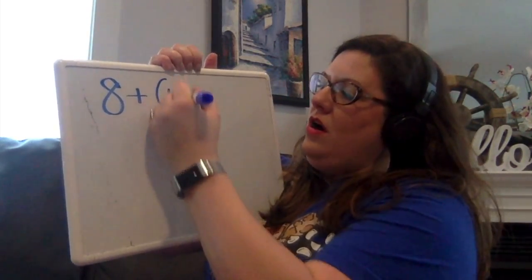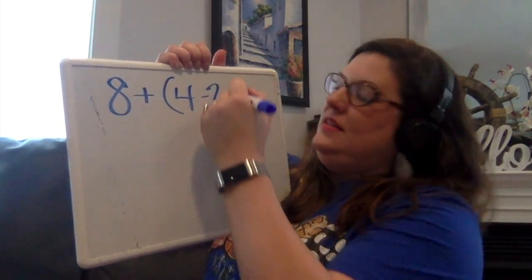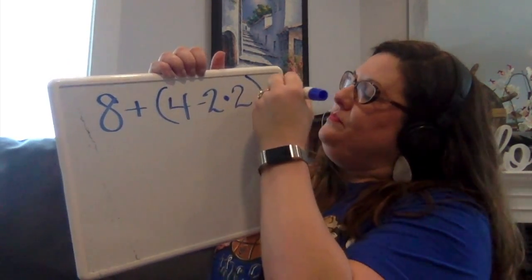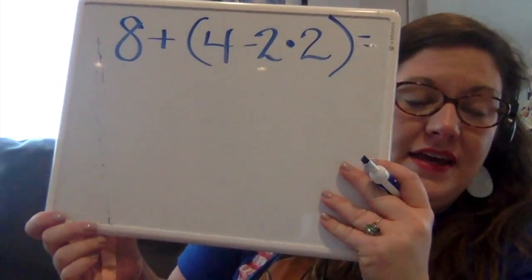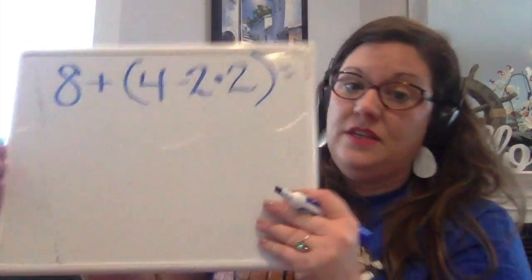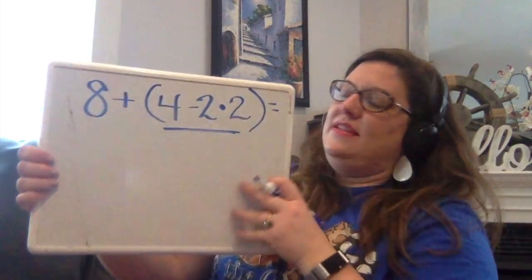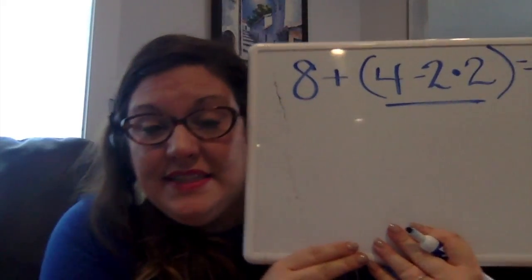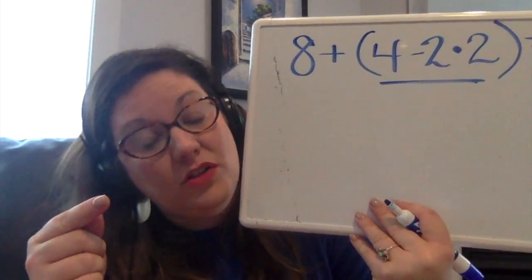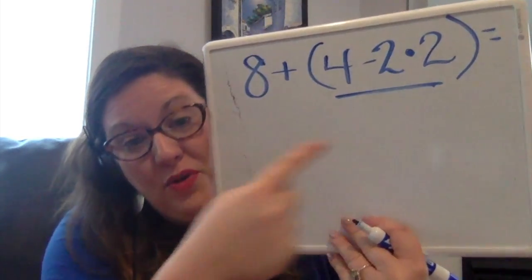So for our third example, let's do 8 plus parentheses 4 minus 2 times 2 close parentheses. Okay, what does this simplify to equal? Well, again, following our order of operations, we begin with parentheses. So let's look at the parentheses. Now, when we start in parentheses and we see more than one operation inside the parentheses, you have to follow the order of operations inside the parentheses.